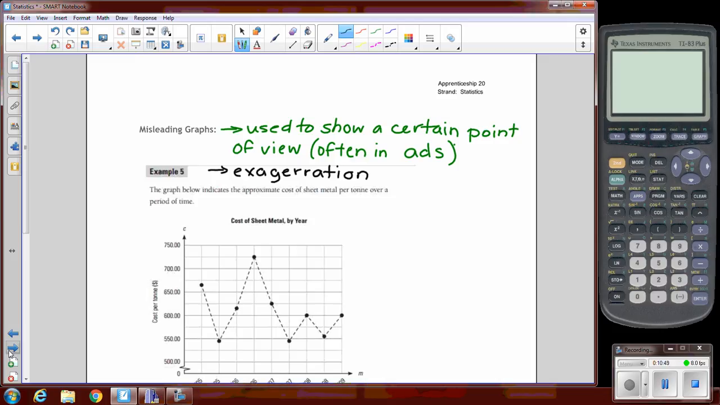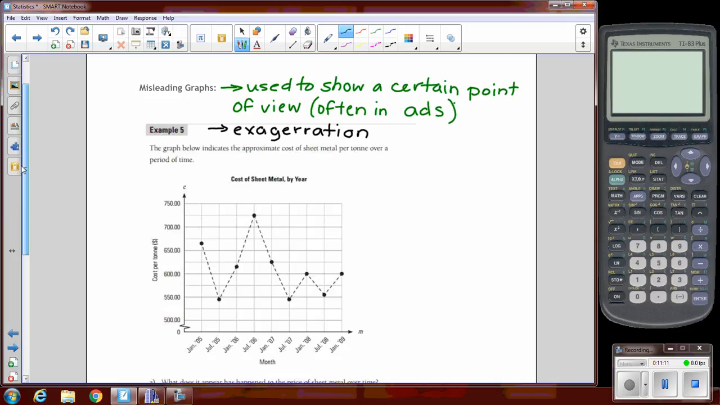So we're going to move on now to something that's used a lot in advertisement, and it's called a misleading graph. Now, a misleading graph doesn't mean that they're graphing incorrectly. They're just choosing their scales on the x-axis or the y-axis to suit their needs. So a misleading graph is used to show a certain point of view. Advertisements use it a lot.